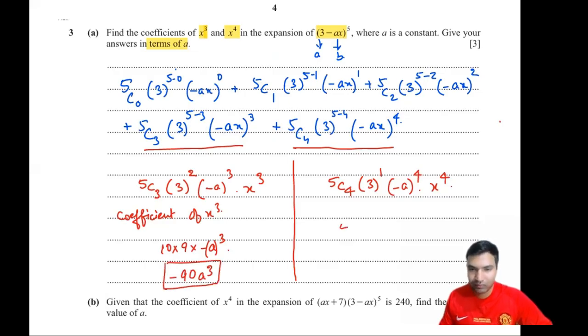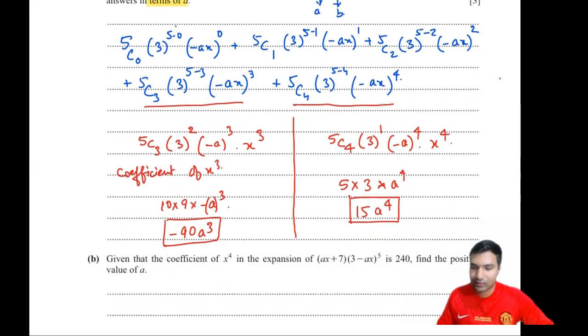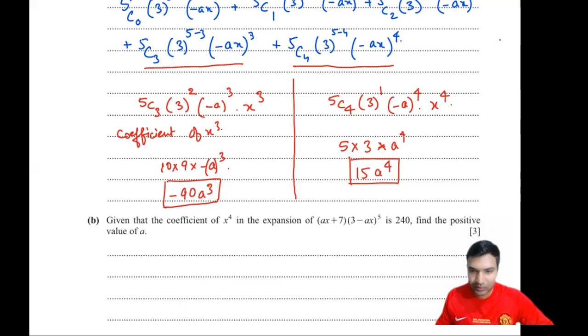5C4 is 5 itself, times 3. Negative a to a positive even power will eventually give you positive a, and this becomes 15a to the power 4. Got it? So these are the coefficients of x cube and x to the power 4. I hope it is clear to you.